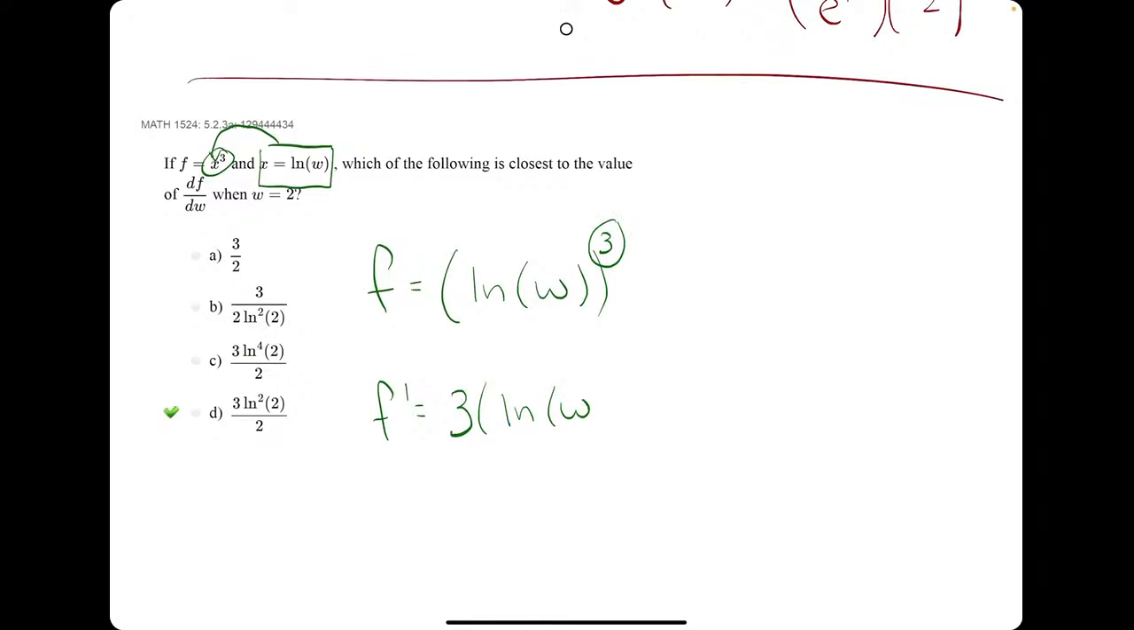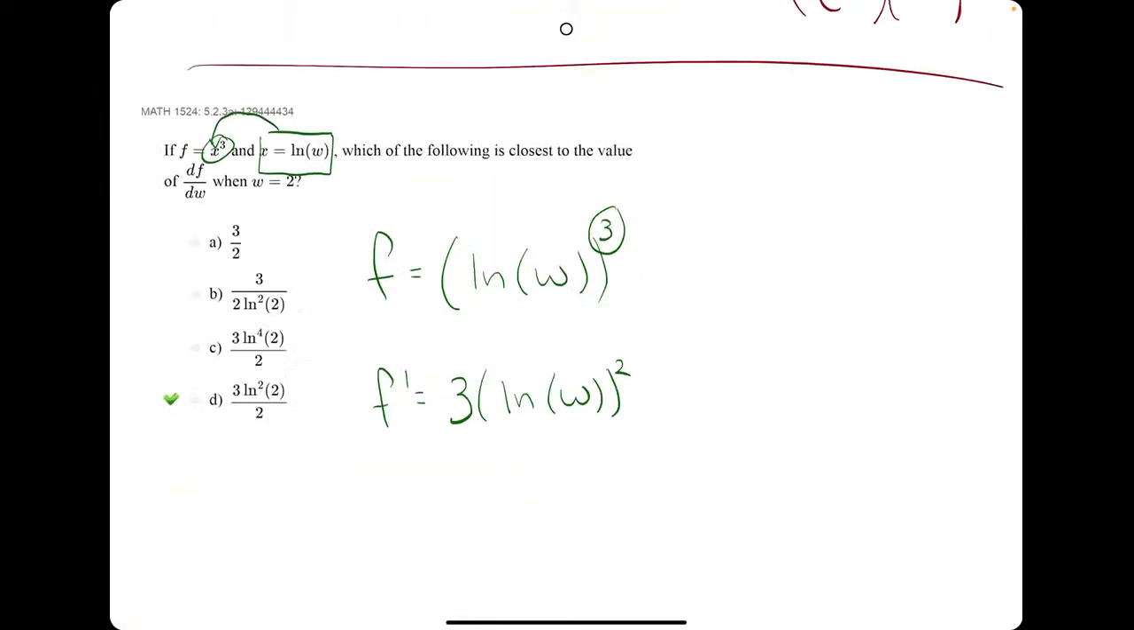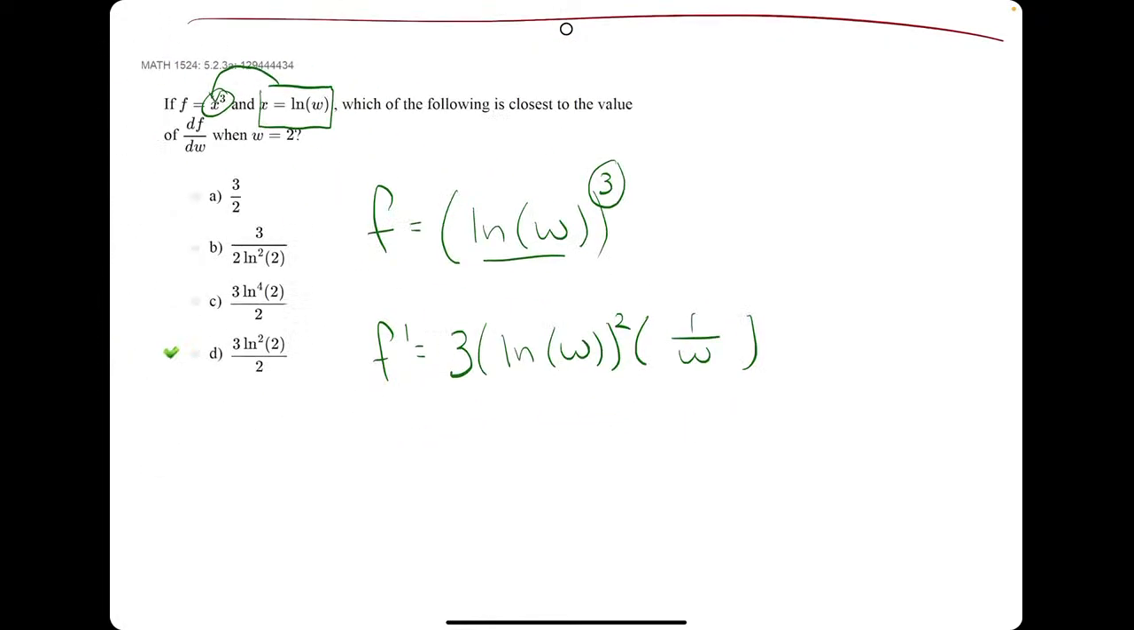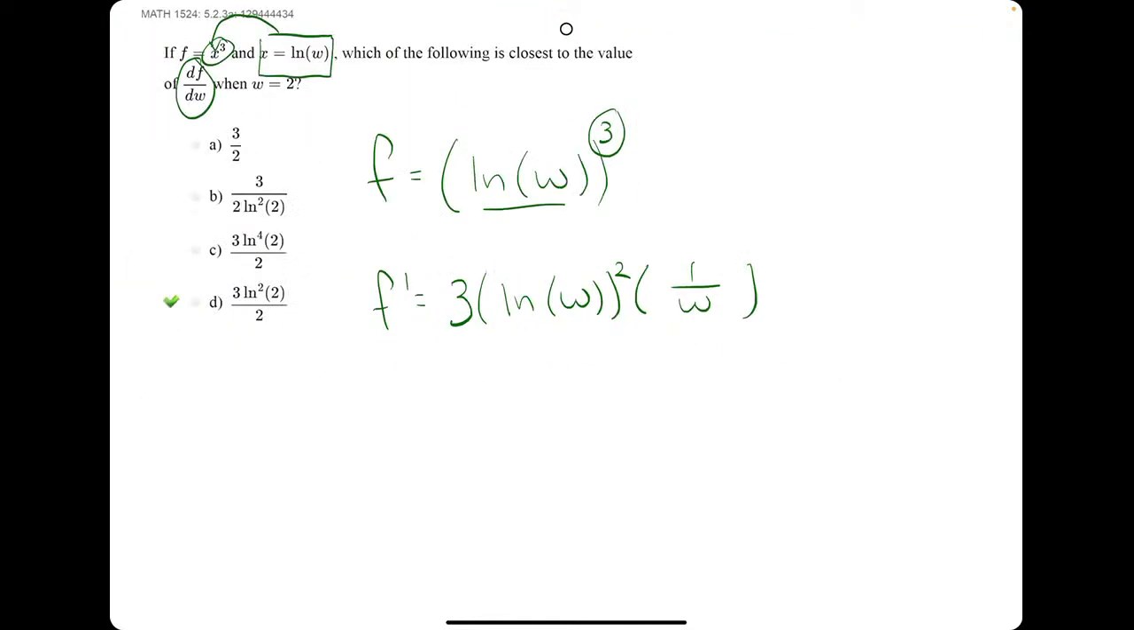We always leave the inside the same. We subtract 1 from the exponent to get 2. And then that's just the derivative of the 3 exponent. So then we need to multiply by the derivative of ln of w, which is 1 over w. So this is our f prime. This is df over dw. So the derivative all in terms of w.